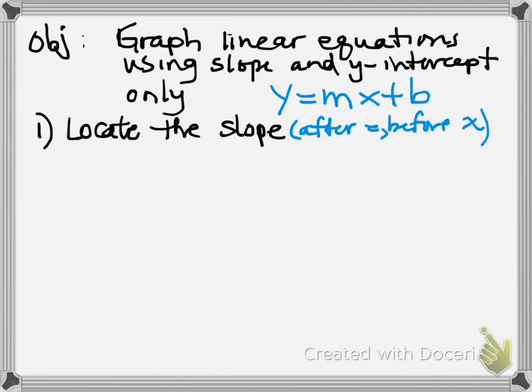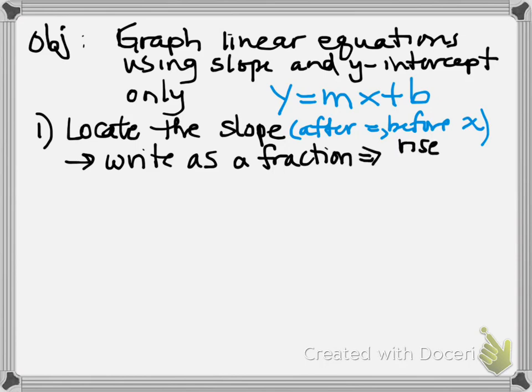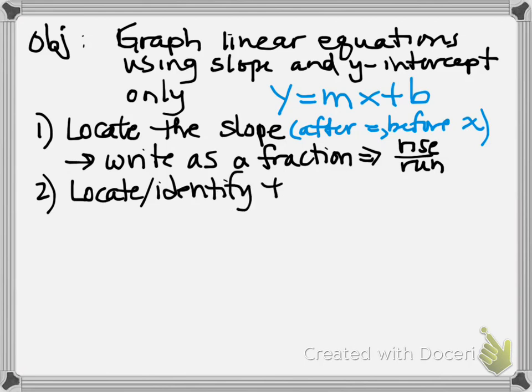the x. Now what I want you to do, if it isn't already in that form, I need you to write it as a fraction. And the reason why is we're going to use that notion of rise over run to help us locate another point on our graph. Because we need 2 points to draw a line. Next, once we've located the slope and written it as a fraction, we need to locate and identify the y-intercept.